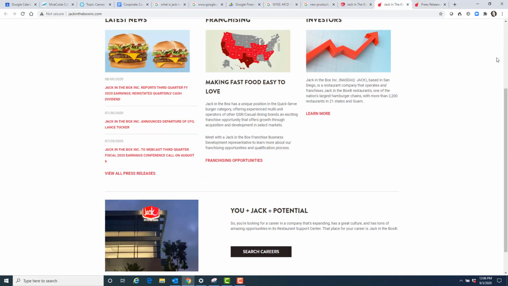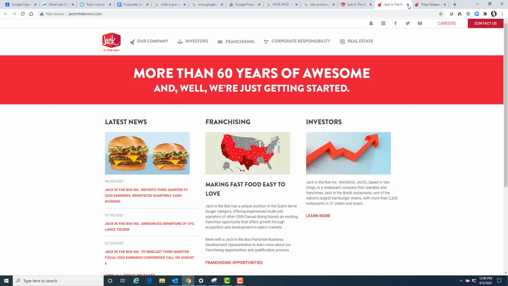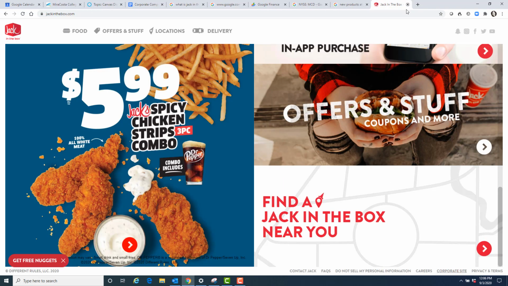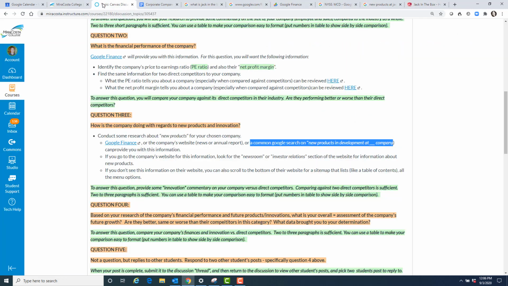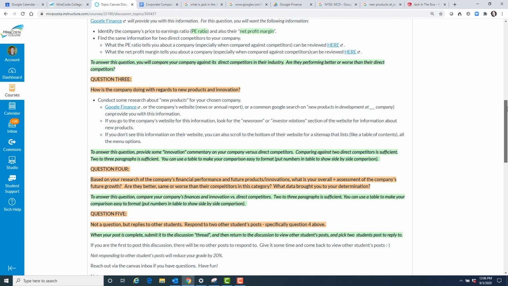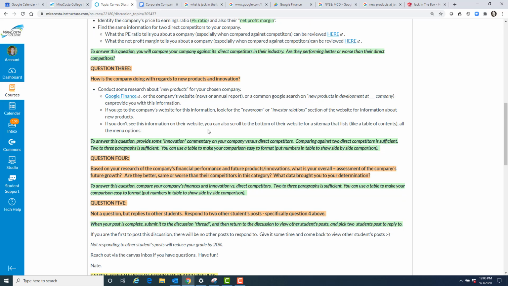This is a fast food company, so obviously they are going to have routinely issuing out new products. And frankly, we see these on their main page. But a Google search will get you this information. And you want this information also for your competitors as well. So question 3, how's the company doing with regards to new product and innovation? If your company is Tesla, obviously it's going to be more robust. And here's some options for how you can search for that information.